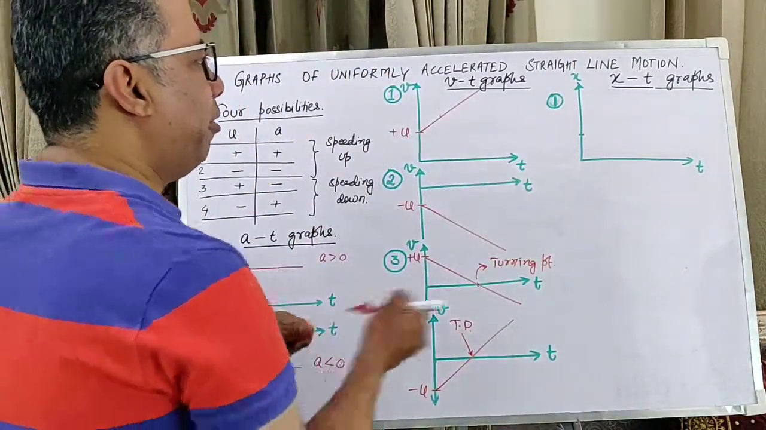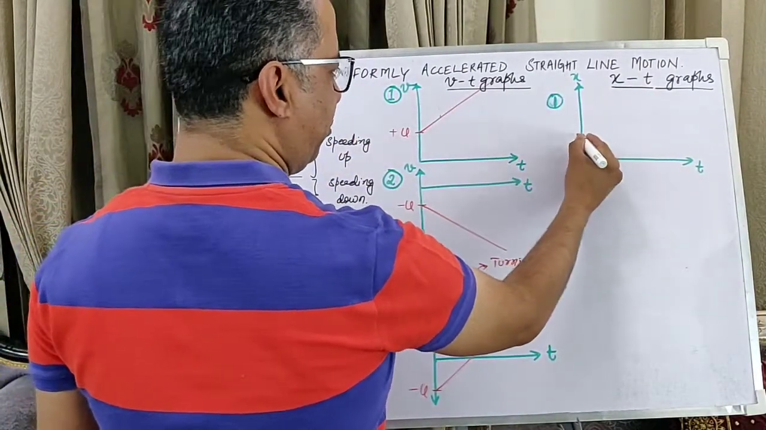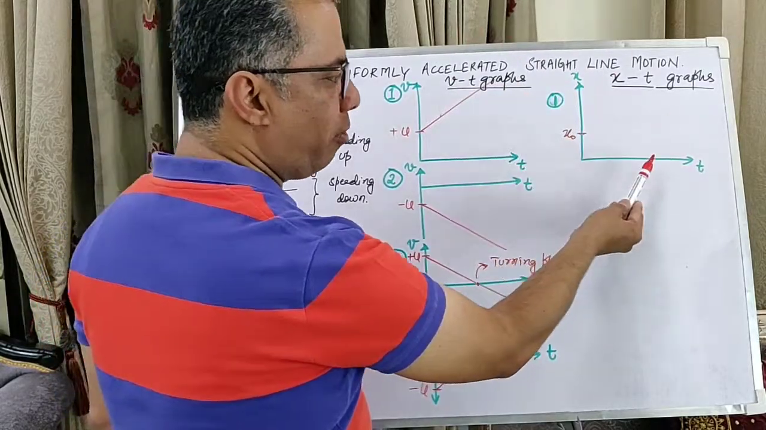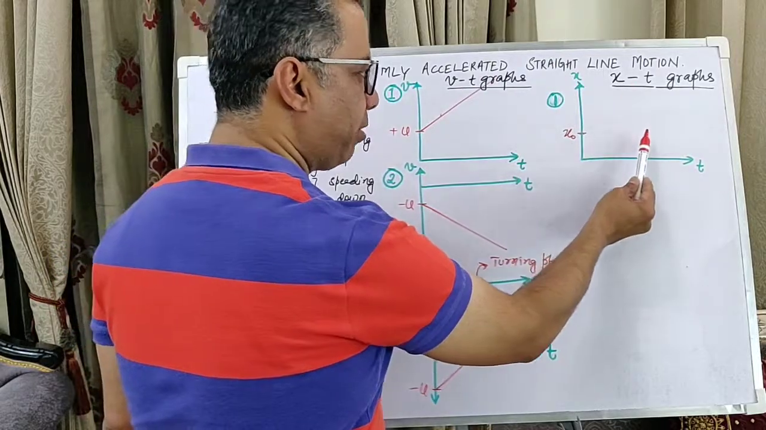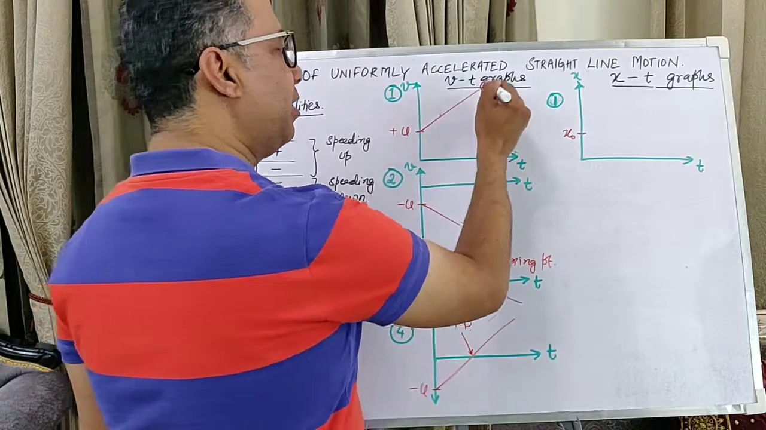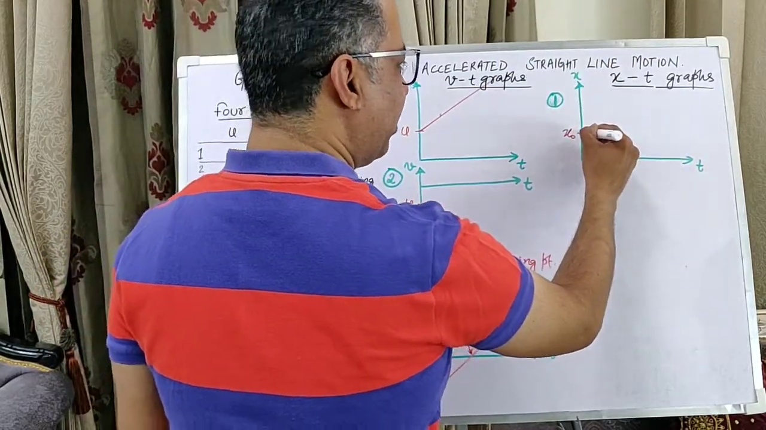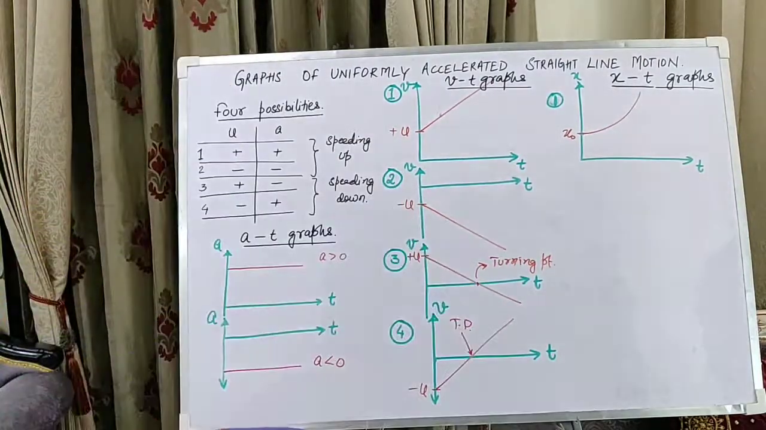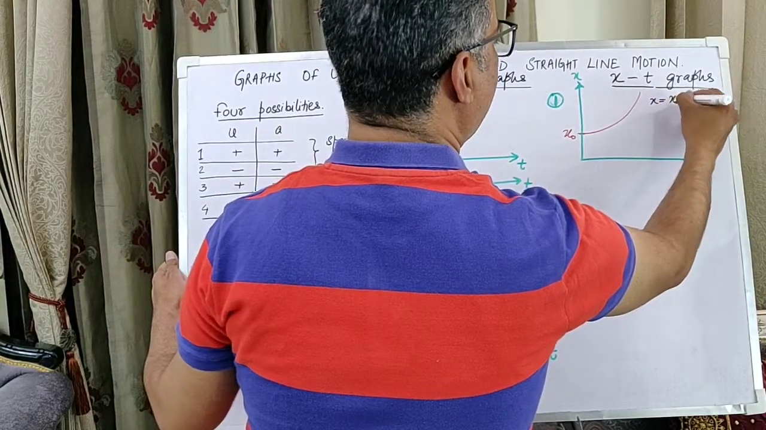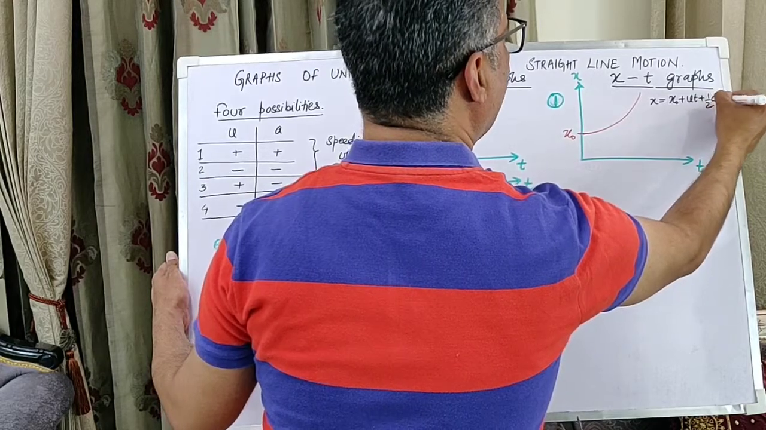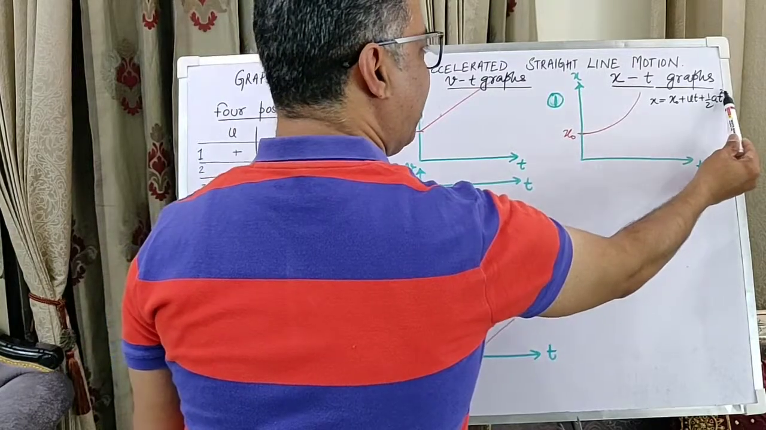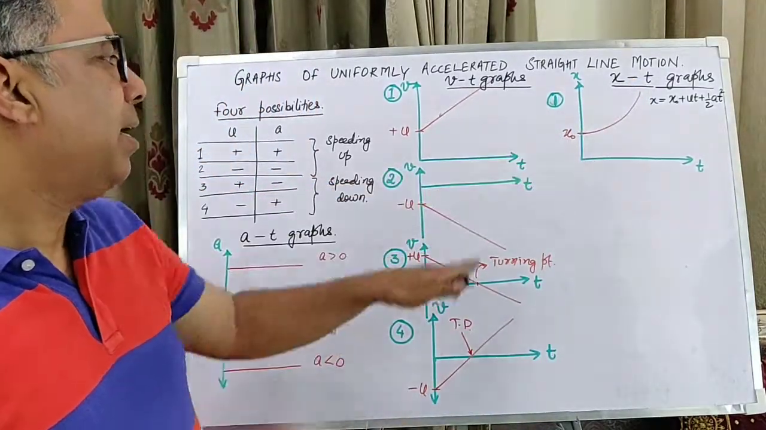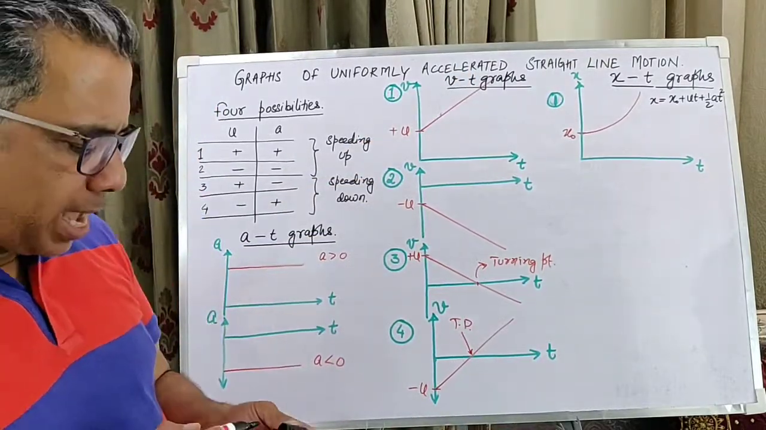So the xt graph for this motion will be a graph with positive increasing slope. Remember, velocity is the slope of the xt graph. Over here velocity is positive, so we have a positive slope all throughout. Also velocity is increasing in magnitude, so slope is increasing in magnitude, and therefore you get a graph like this with increasing slope. Now the xt graph will be something like this: x is equal to x naught plus ut plus half a t square. Graphs which involve the second degree, t to the power 2, are called parabolas. This particular curve is a parabola, and for all these 4 cases we'll have parabolas as our graphs.